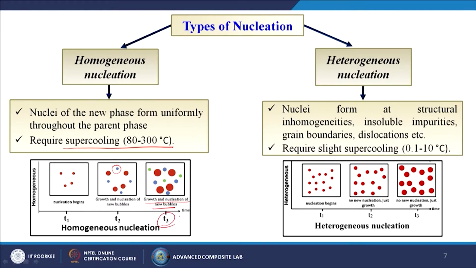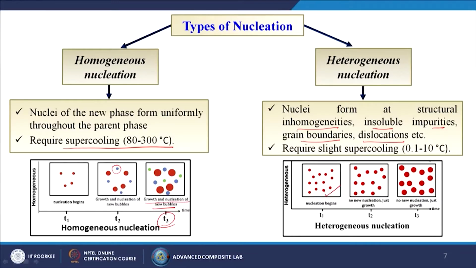When we are talking about heterogeneous nucleation, heterogeneous means nuclei form at structural inhomogeneities, insoluble impurities, grain boundaries and dislocations, and it requires slight supercooling, 0.1 to 10 degrees centigrade. So, in this particular case, once nucleation has started, no new nucleation will occur in future. Only the growth of the existing nuclei will take place. So, no new nucleations, just growth is taking place, and at higher times also the same thing is happening.